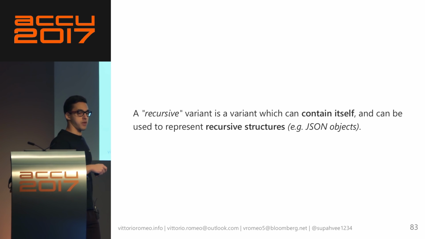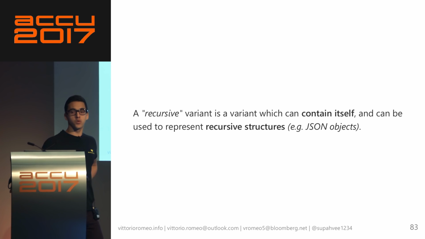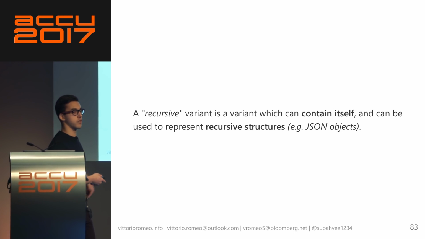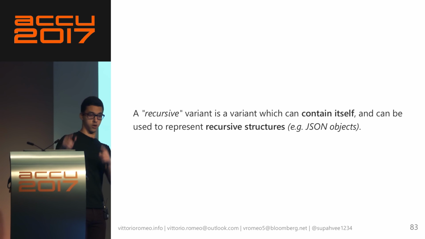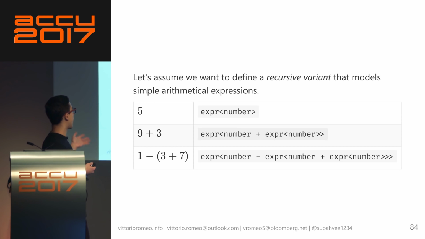So a recursive variant is a variant which can contain itself and can be used to represent recursive structures. If you think about JSON, it is inherently recursive because a JSON object can contain other objects. And JSON is quite a complicated example to show on slides, so let's have something simpler. Let's say we want to represent arithmetic expressions, very simple ones, as a variant.